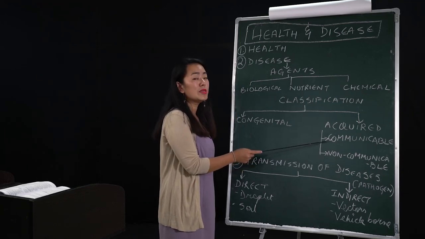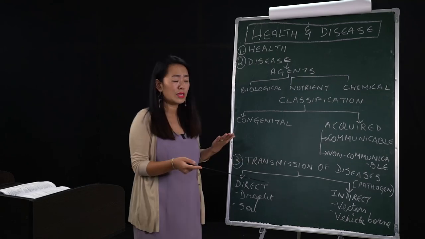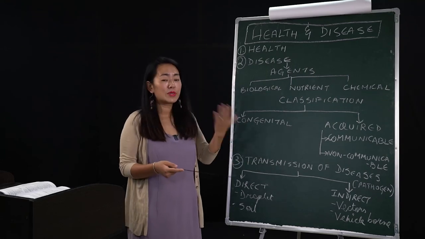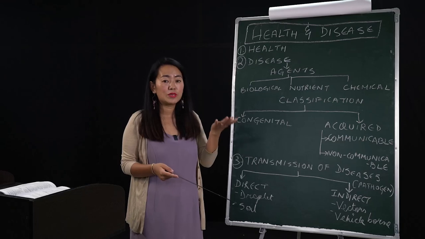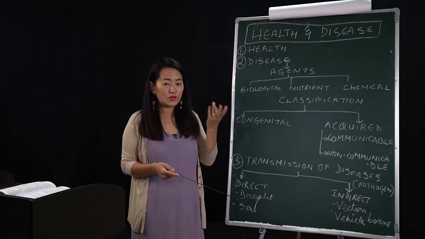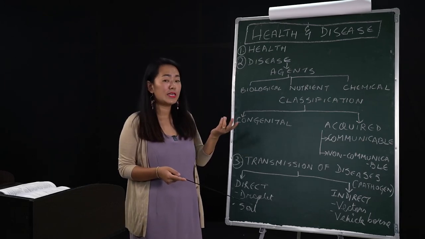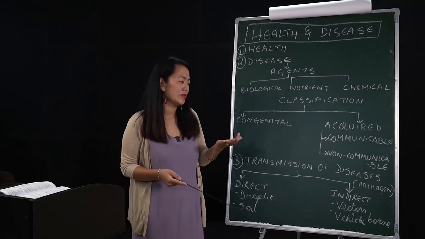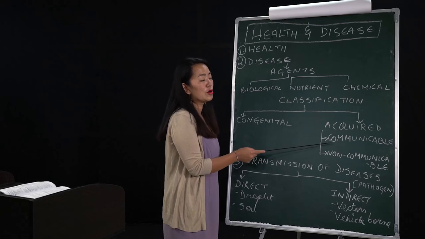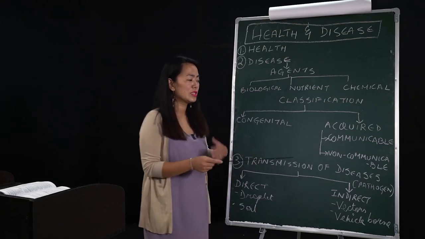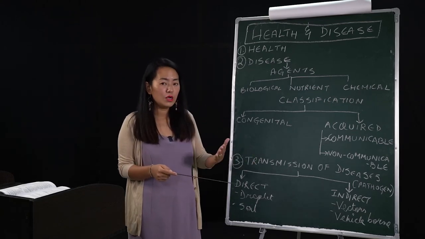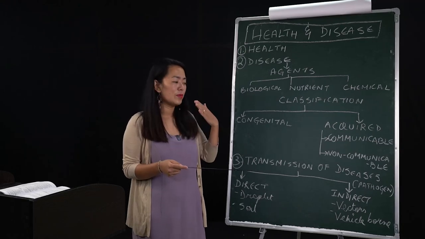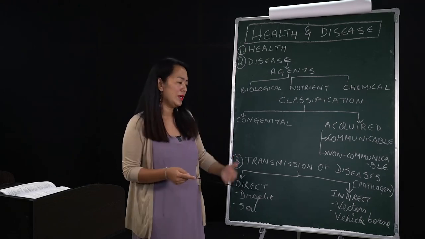In case of communicable diseases, the most common, that means from a person to person, it gets infected. Examples are measles, tuberculosis, influenza, and these days the most common is COVID-19, right? They all come under the communicable diseases, which can be transmitted from one person to the other, or in rare cases, from an animal to a human being.